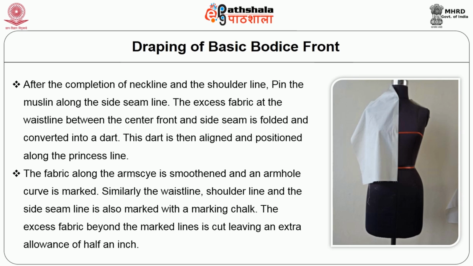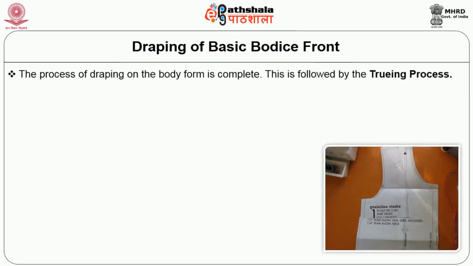Similarly, the waistline, shoulder line, side seam line is marked with a marking chalk. The excess fabric beyond the marked lines is cut with an extra allowance of ½ inch. The process of draping on the body form is now complete, and this will be followed by the last process, that is the truing process.